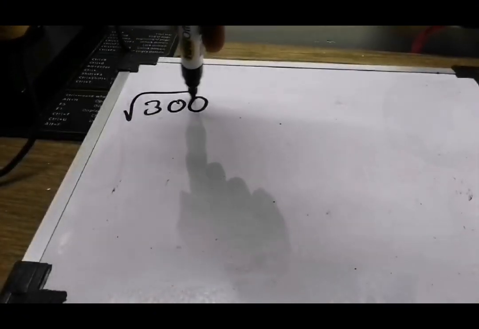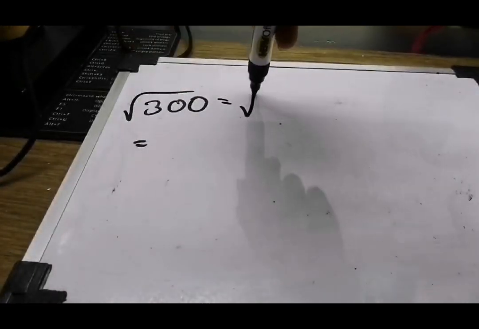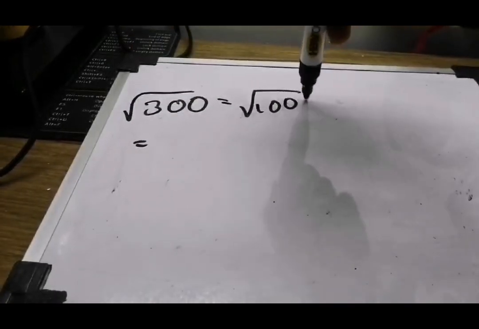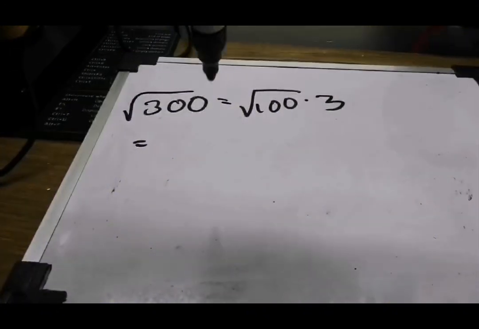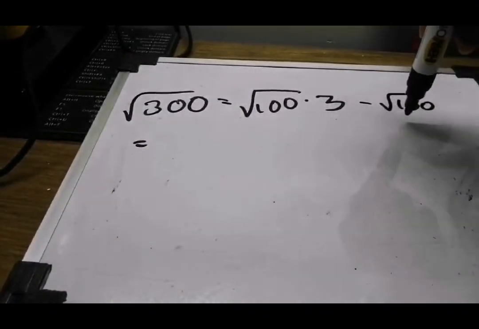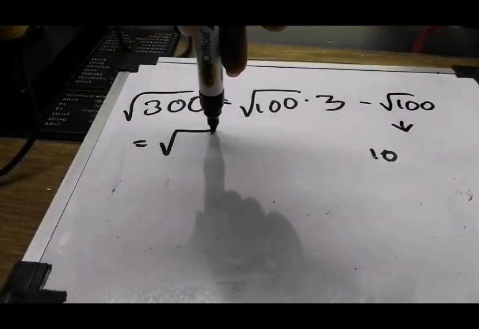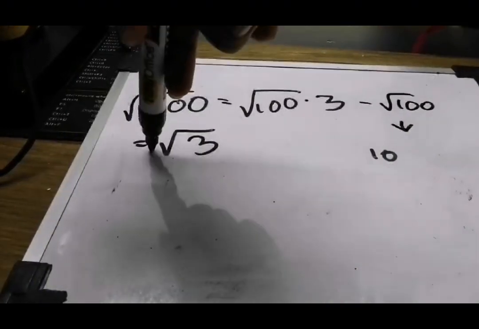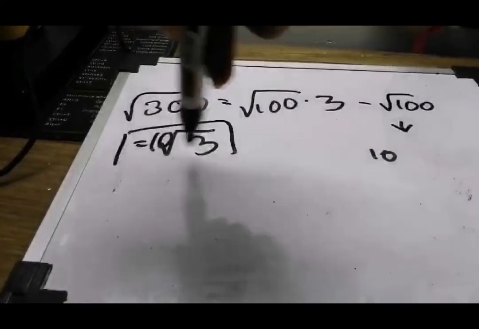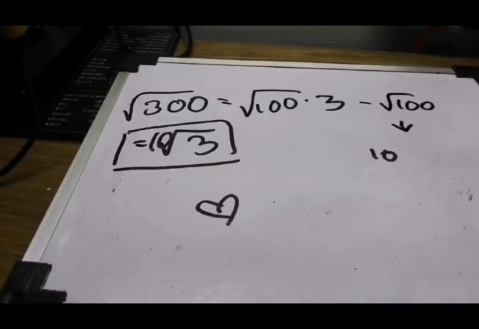Last example is the square root of 300. This one is going to be easy because we have the factors here, 100 times 3. And then the square root of 100, of course, is equal to 10. So we'll bring it down. We have 3 and there we go. 10 square root of 3. That's all. Thank you.